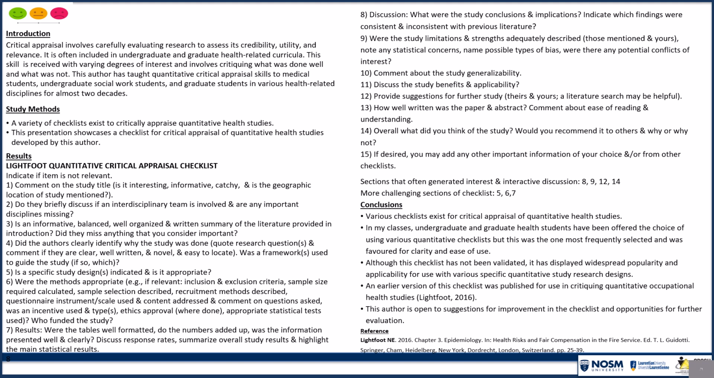Was an incentive used and the type? Was ethics approval sought and where? Were appropriate statistical tests used? Who funded the study?